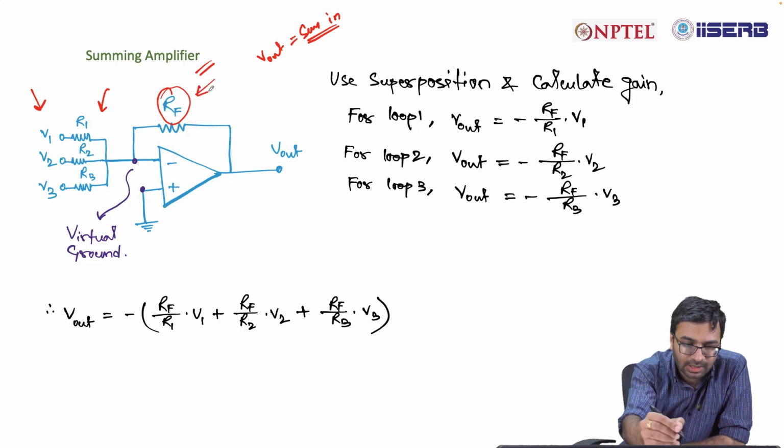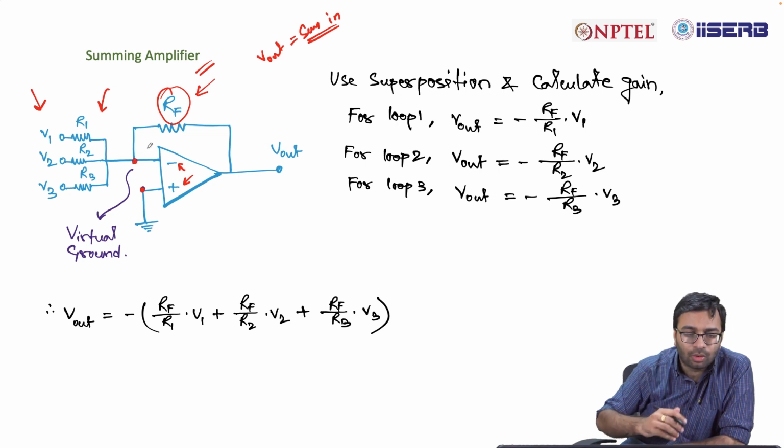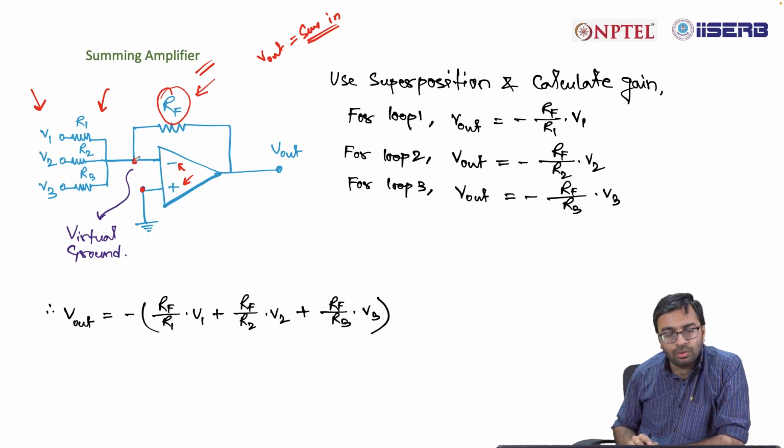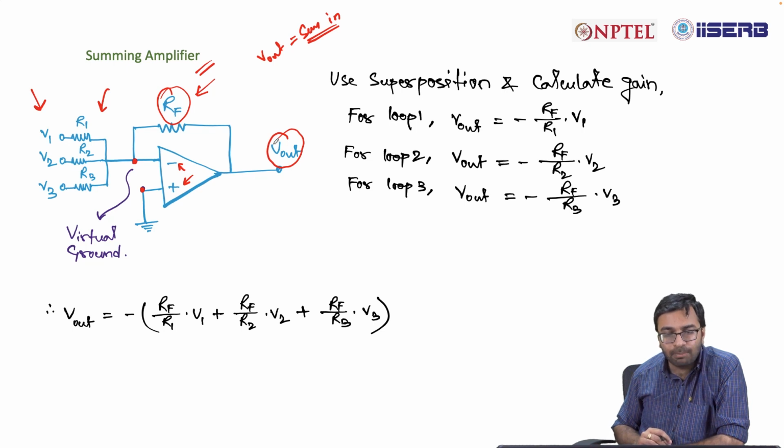So, RF is the resistor that is connected in the feedback loop, and again the inputs are connected to the inverting terminal. Your non-inverting terminal is grounded. So, if this terminal is grounded, then this particular node also is at ground. We can call this a virtual ground. Now, in order to calculate the V output, we can take help of the superposition theorem, where we only consider one input and ignore the other inputs. This will simplify the process.